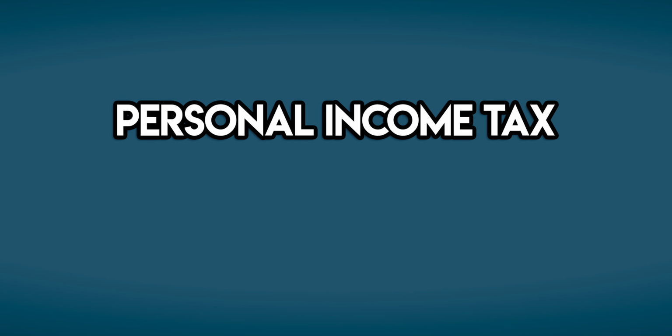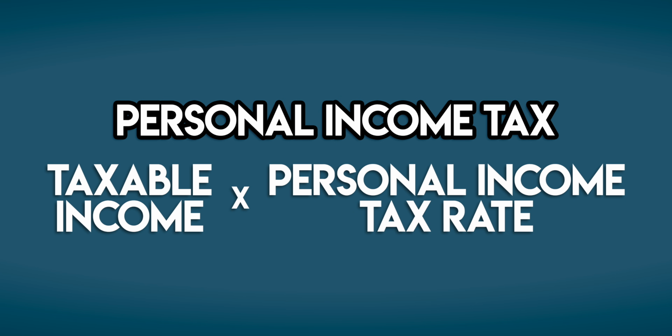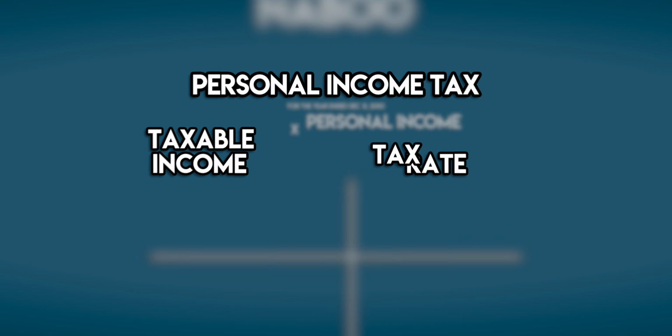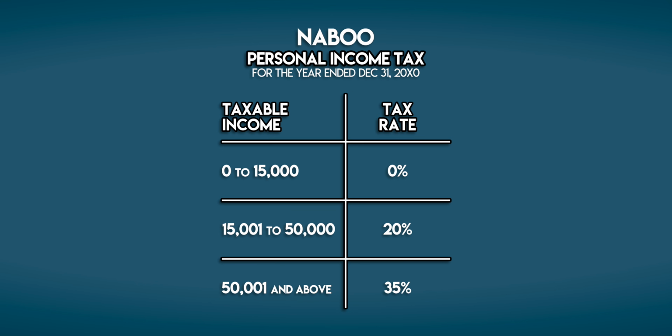We can calculate personal income tax by multiplying your taxable income by your personal income tax rate. It seems simple, but usually your personal income tax rate increases as you earn more. Let me show you how. In a galaxy far, far away, there's a small planet called Naboo. Naboo has a graduated tax system with personal income tax bands. On the first 15,000 galactic credits you earn, you pay nothing. And on your next 35,000, you pay 20% tax. On any personal income above 50,000, you pay 35%.